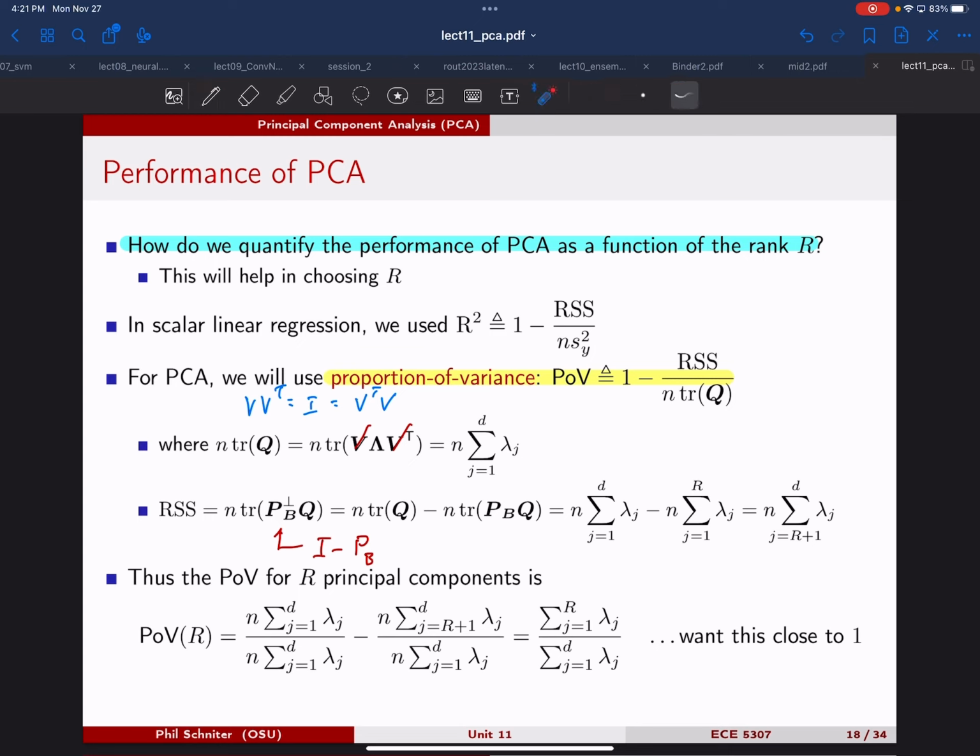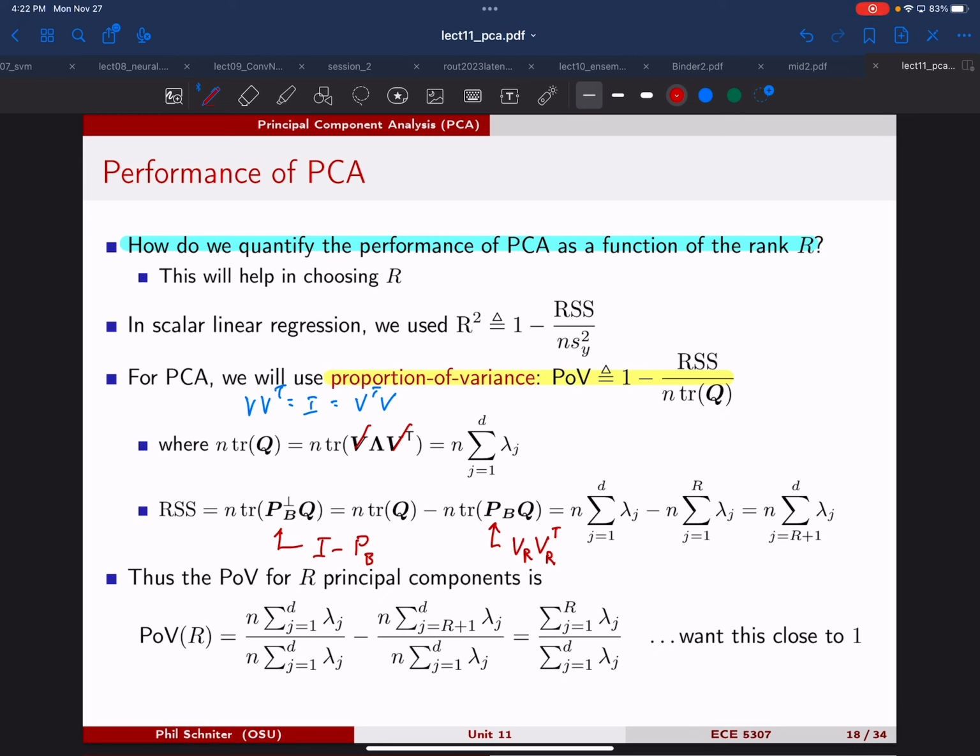So we can plug in that, and because the trace is linear, we're now going to have n times the trace of Q minus n times the trace of PBQ. So this term we just computed there, so that's this one. And then this other term, we saw that towards the end of our derivation last time. In fact, what we worked hard to derive was that this PB used by PCA is VR times VR transpose. That's how we construct this projection matrix.